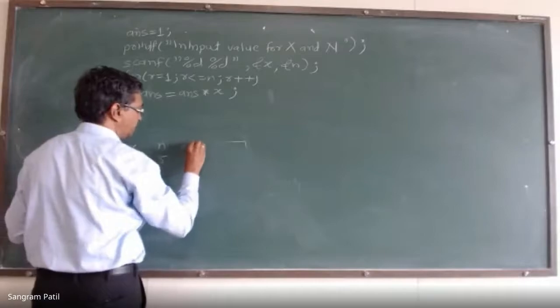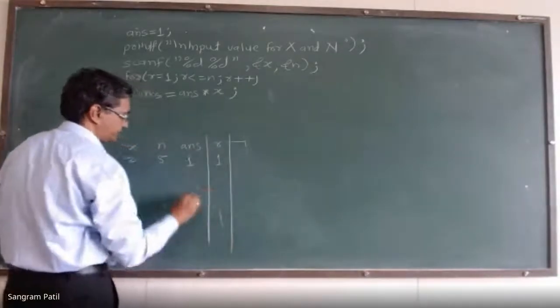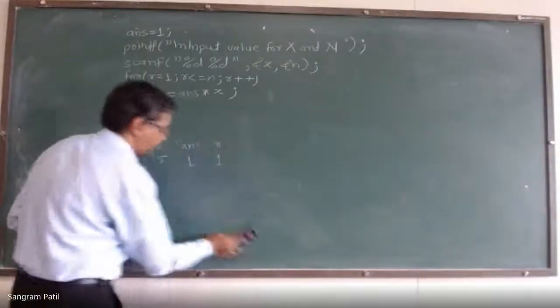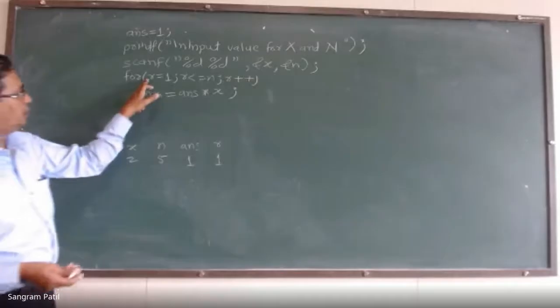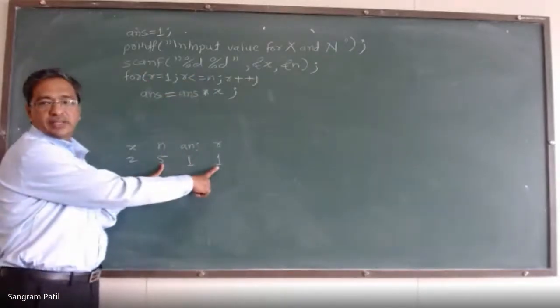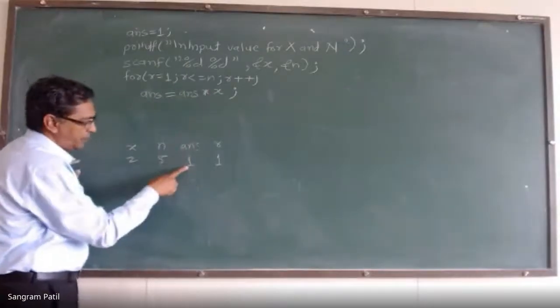So your answer is 1. R is 1. Now, forget this. Okay, so R is equal to 1. R is less than or equal to n. Yes, the condition is satisfied. Answer equal to answer into x. Value of answer is 1.